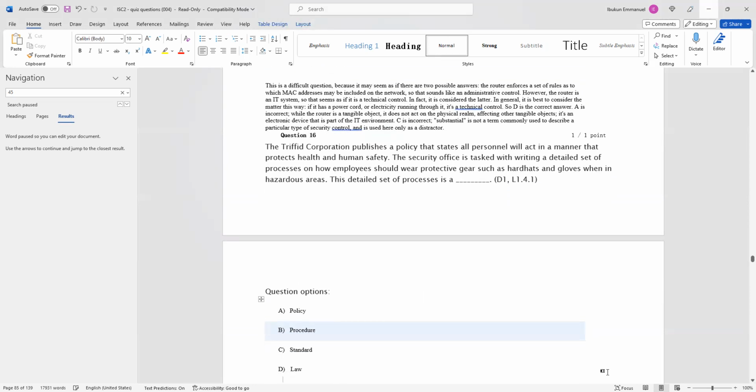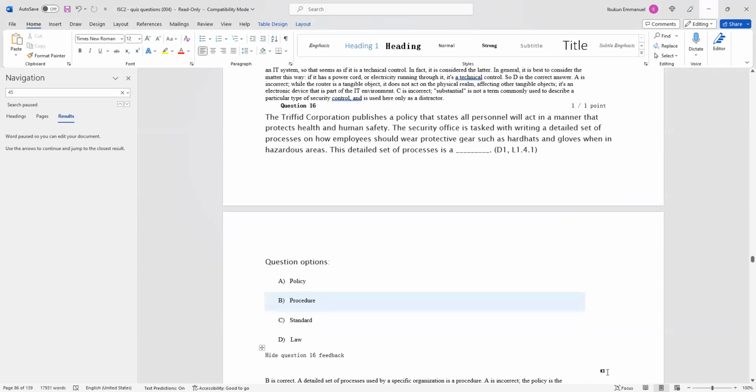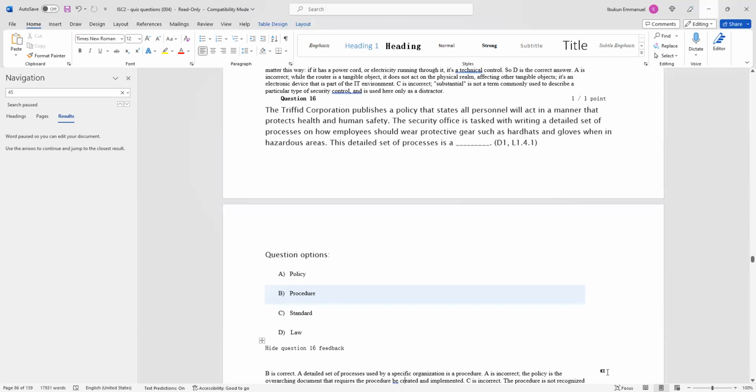This company publishes a policy that states that all staff will act in a manner that protects health and human safety. The security office is tasked with writing a detailed set of processes. What is this detailed set of processes called? It's called a procedure manual, a step-by-step guide.